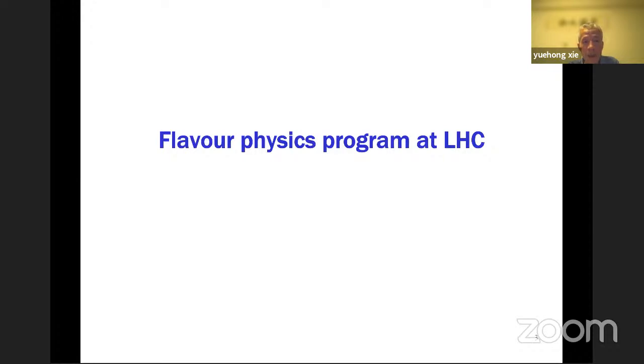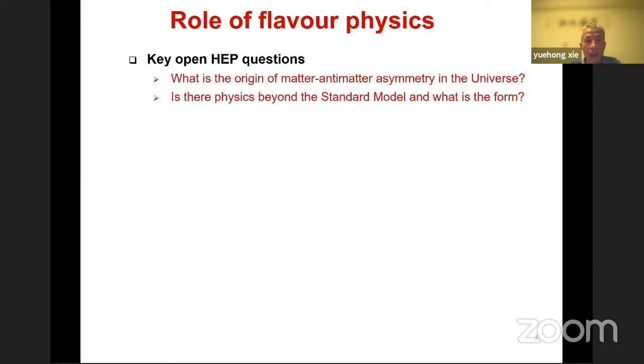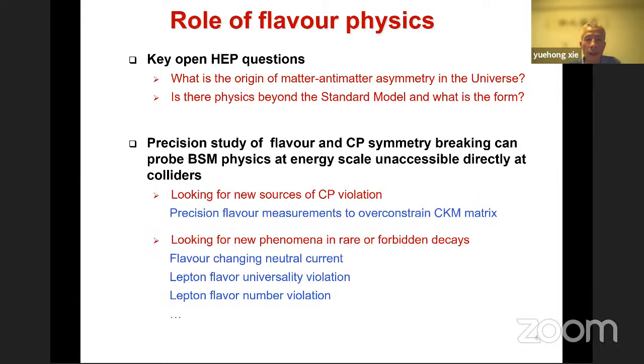So let's start with an introduction to the flavor physics program at the LHC. Flavor physics plays a critical role in answering some open questions related to the nature and origin of the universe, such as: what is the origin of the matter-antimatter asymmetry in the universe, and is there physics beyond the Standard Model, and if there is, what is the possible form?